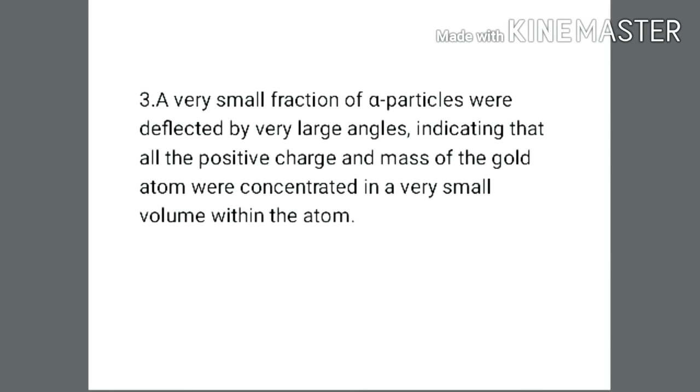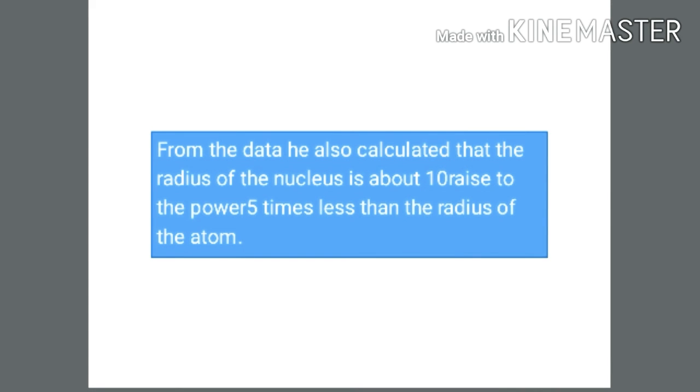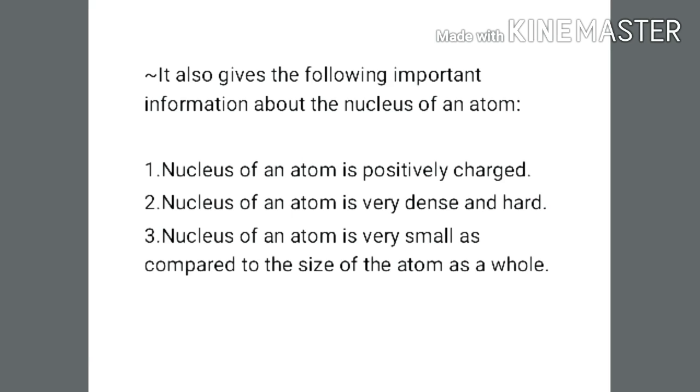Third, a very small fraction of alpha particles were deflected by very large angles, indicating that all the positive charge and mass of the gold atoms were concentrated in a very small volume within the atom. From the above data, he also calculated that the radius of the nucleus is about 10^5 times less than the radius of the atom.